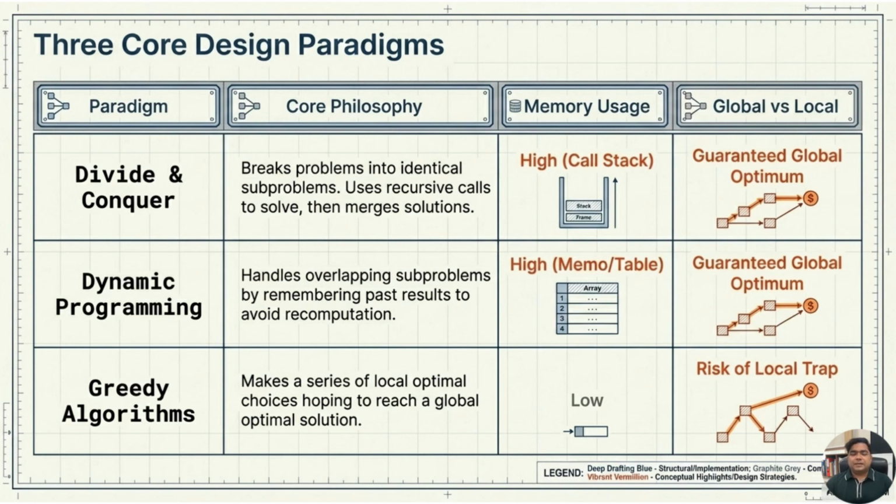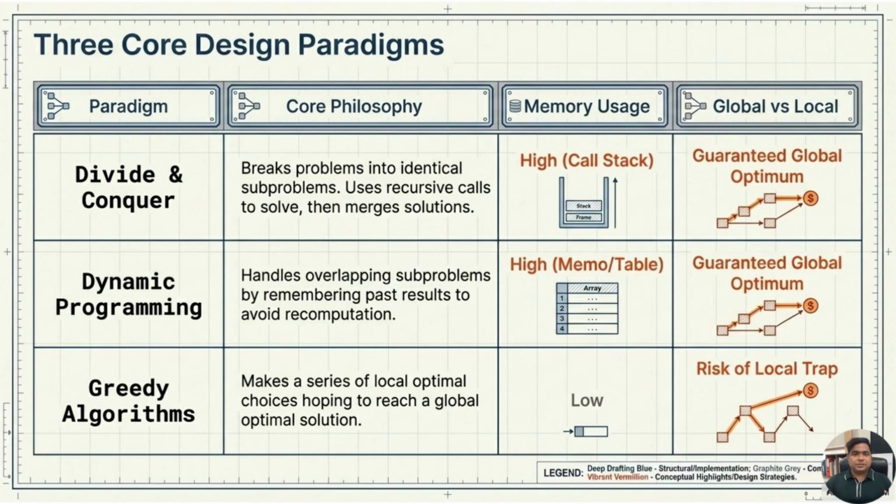The second paradigm is dynamic programming. Dynamic programming is useful when subproblems overlap. Instead of solving the same subproblem again and again, we store the result and reuse it later. This saves time, but it usually requires extra memory. Dynamic programming often gives a guaranteed optimal result when the problem has overlapping subproblems and optimal substructure.